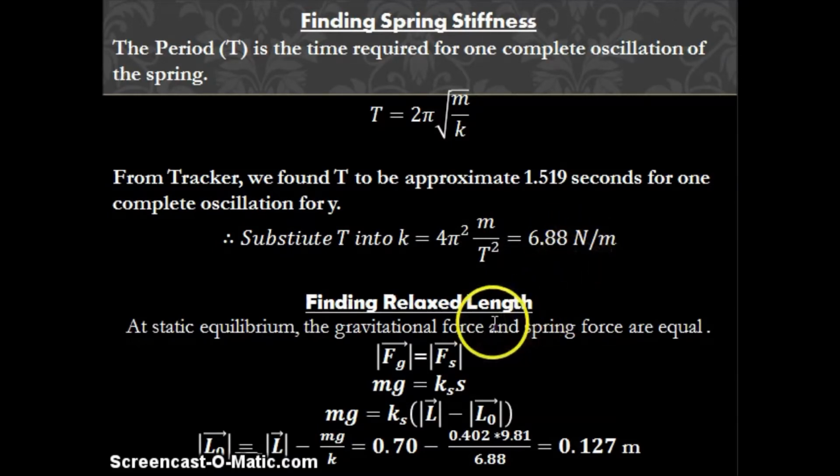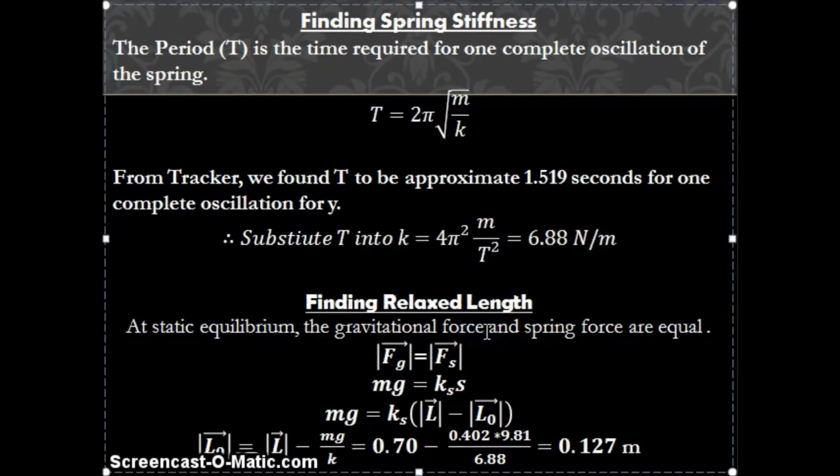We can also find the relaxed length. We knew that the mass was hanging on the spring, so that means L was 0.7, and we wanted to find L sub 0. And at static equilibrium, the gravitational force and the spring force are equal, and that's why we can actually equate them here, because when the mass was hanging and it wasn't moving, that's a static equilibrium. So basically, we calculate it, and we get our relaxed length to be 0.127 meters.